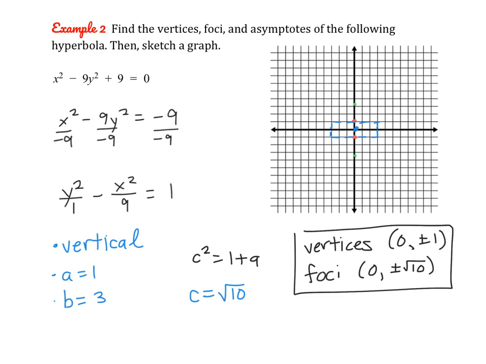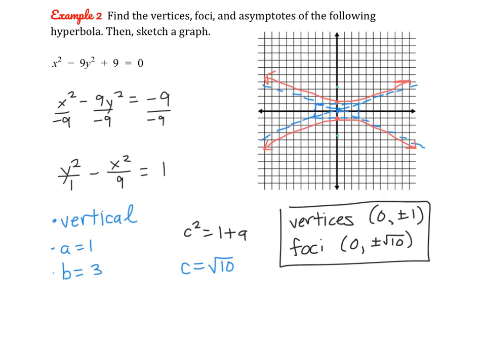Okay, so our asymptotes are just going to be right through here. And they would follow that same slope if you want to be a little more accurate when you're graphing. And right through here. And then you can sketch in your hyperbolas. So these are going to be really wide hyperbolas. So something like that. And there you go.